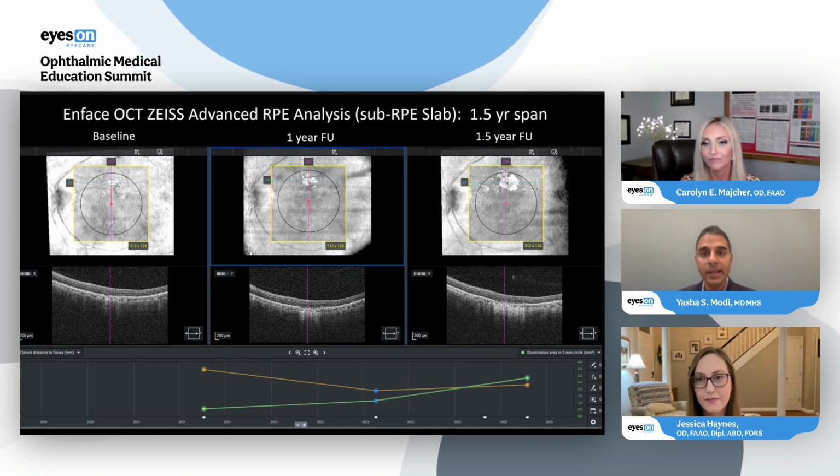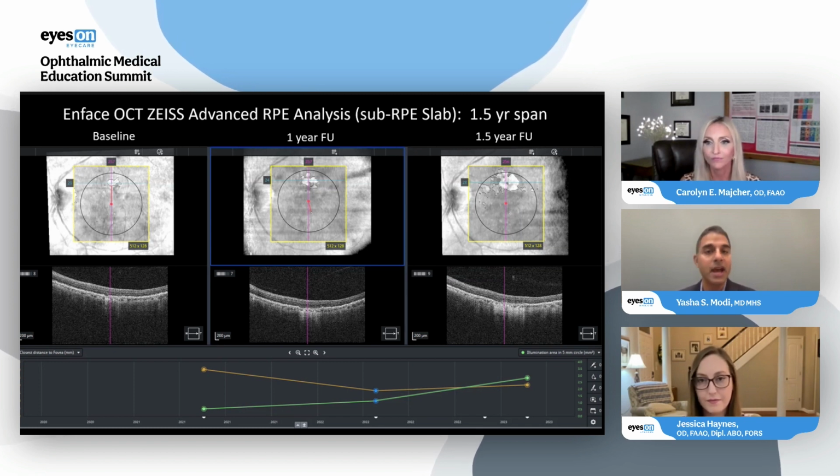So, what's really helpful here is, say you have a trajectory like this, it's really great to send that with the patient to the retina specialist so that the retina specialist can identify what the change is over time, because that will also sway the decision as to whether or not treatment should begin.